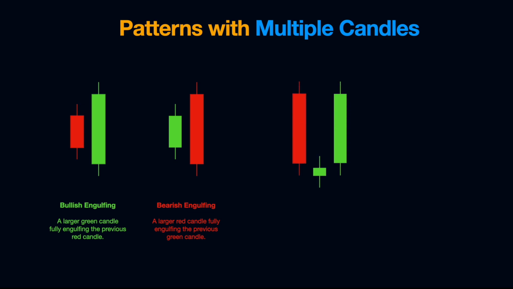Now, we see a sequence of three candles. First, there is a large red candle showing strong downward movement. Then, there is a much smaller candle showing hesitation or slowing momentum. After that, we see a large green candle showing that price moved strongly upward.